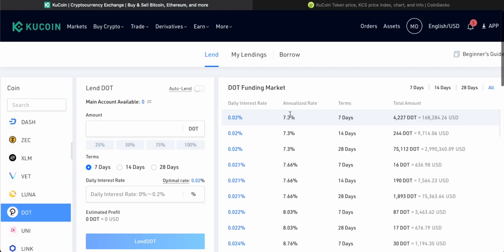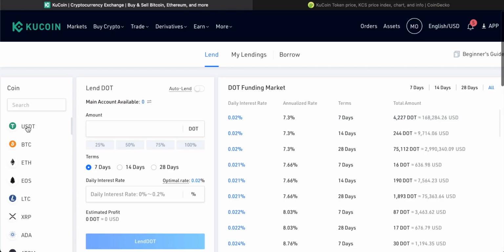So if you want to go and lend out your Polkadot at 7, you can do that, but be sure to know the rates and yields that you can get from other platforms and from various other methods of earning passive income on your cryptos.